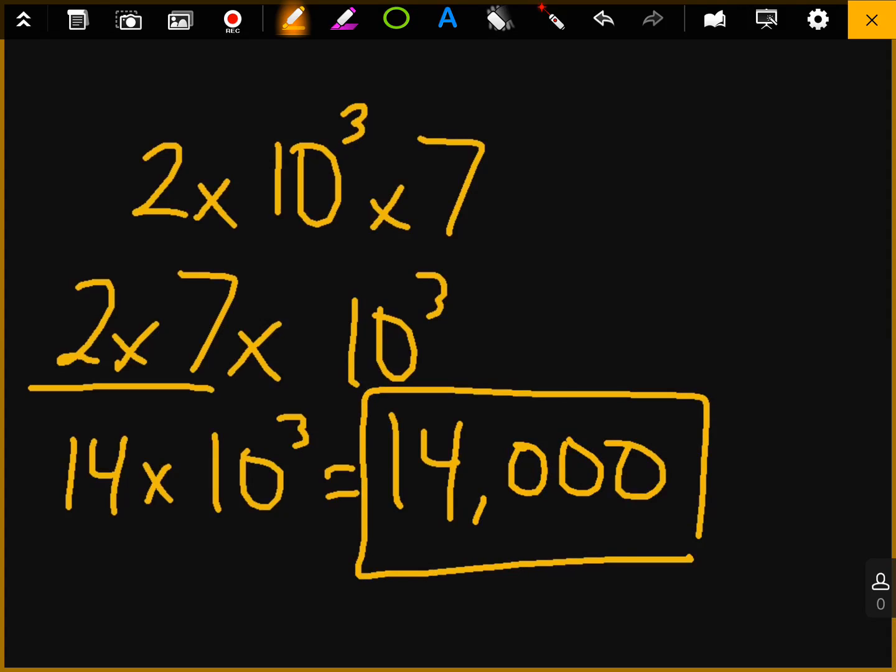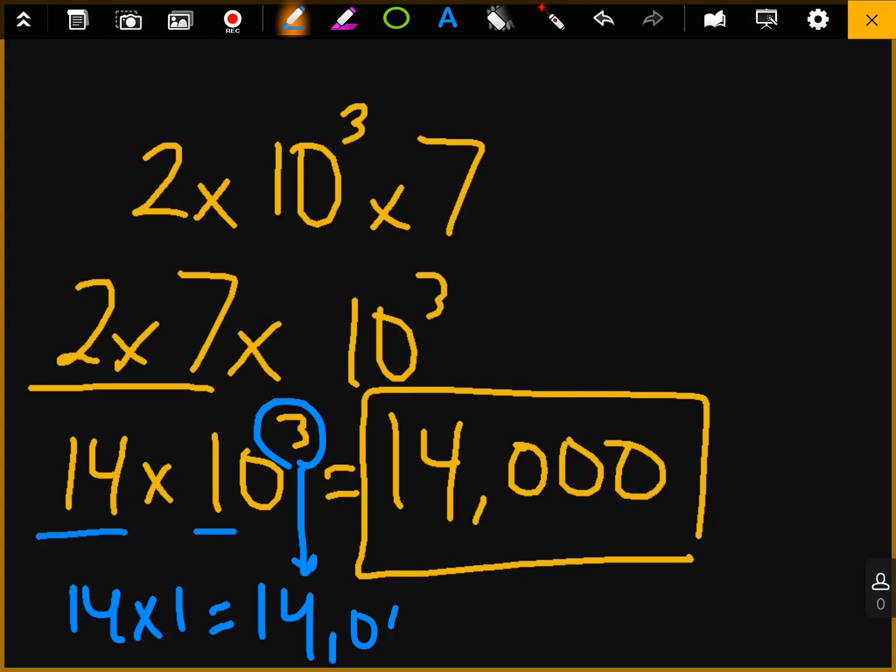So our answer is 14,000. Once again, I looked at the whole numbers. 14 and 1. 14 times 1 is 14. This 3 tells me, hey, you need to add 3 zeros to that problem. Because that's not just 10, that's 1,000. So 14 times 1,000 is 14,000.